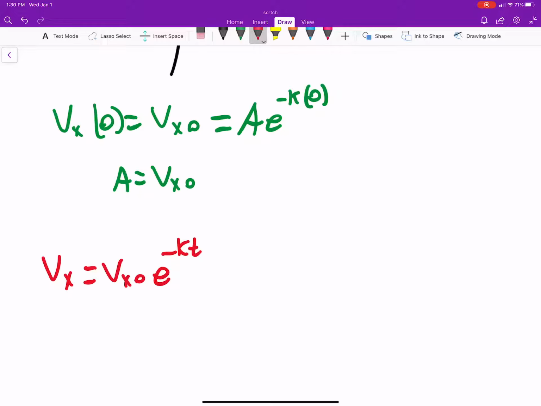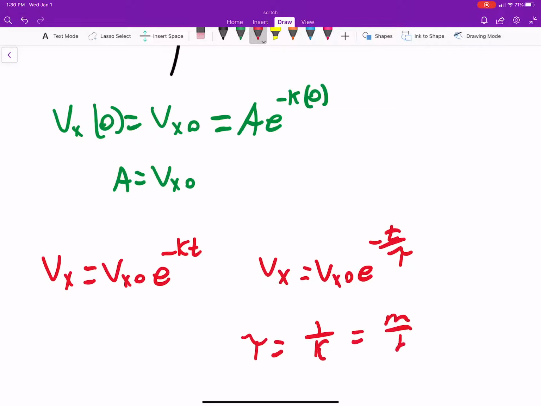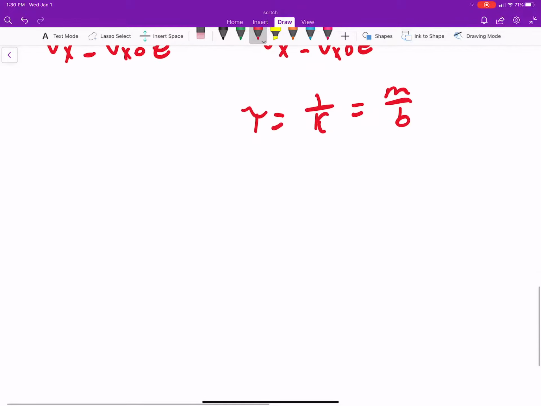Okay? Or I'm going to write it a different way. vx naught e to the minus t over tau, where tau is 1 over k, which is your mass over our coefficient. So I'm just introducing some different notations and some different ways of writing this stuff down. Hopefully it doesn't confuse us too much.